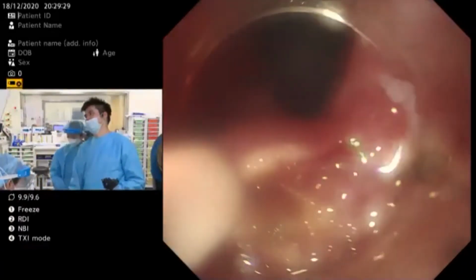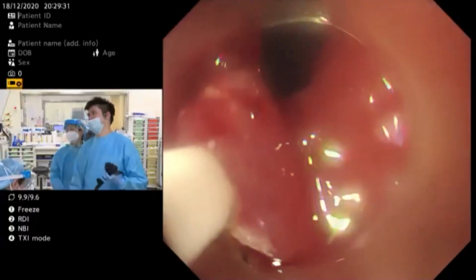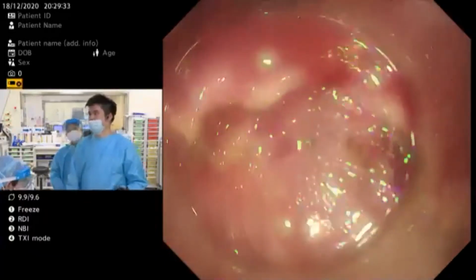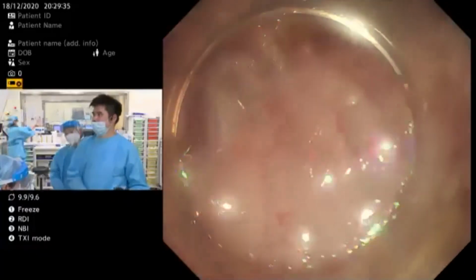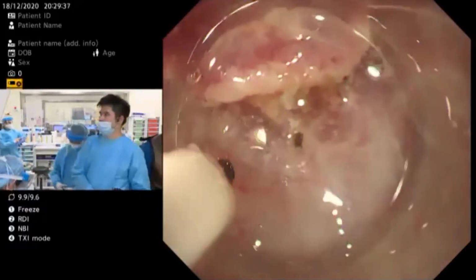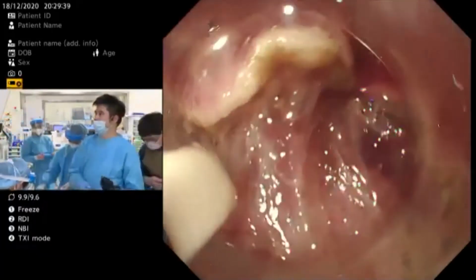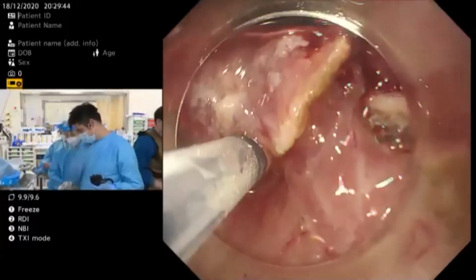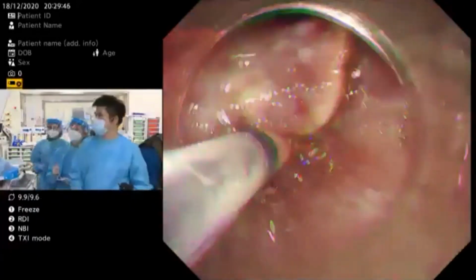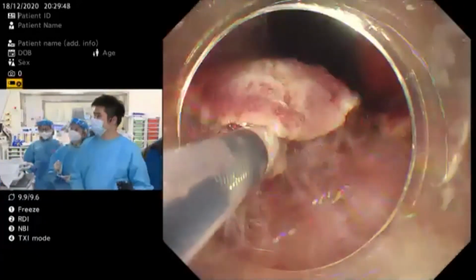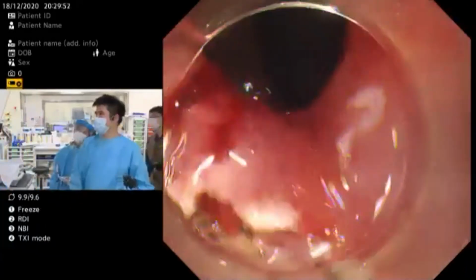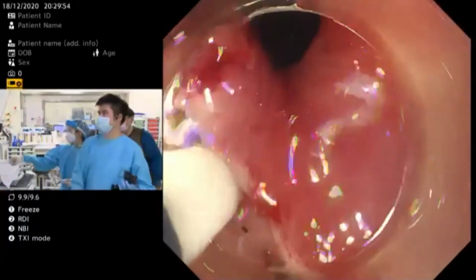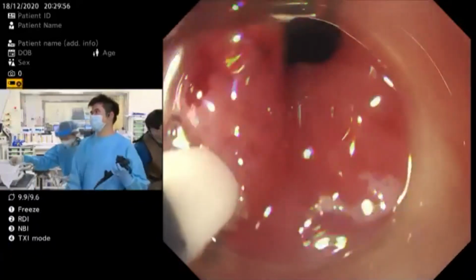So you don't do this procedure under general anesthesia? This is a rather old patient, so we did not want to risk him under general anesthesia, so that's why I chose to perform it under MAC, monitored anesthetic care. So I think we have done maybe half of the lesion now, so it's time to complete the mucosal incision, otherwise it's difficult.